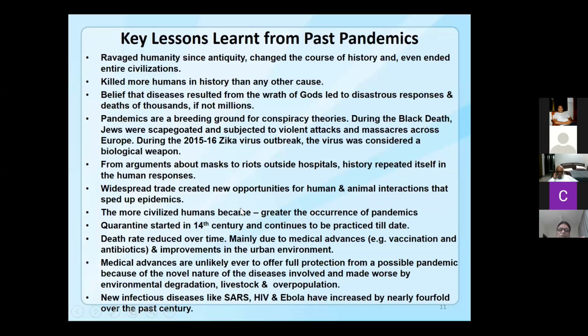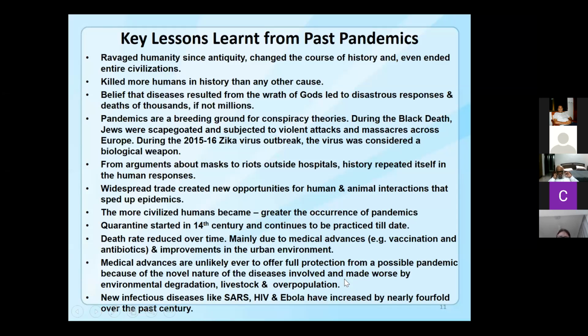The more civilized humans became, the greater the occurrence of pandemics. Quarantine as an intervention started in the 14th century, and it continues to be practiced to date, including in COVID-19. Death rates reduced over time, mainly due to medical advances, such as vaccination and antibiotics, and also improvements brought about in the urban environment. Medical advances, however, are unlikely to ever offer full protection from a possible pandemic because of the novel nature of the diseases involved, made worse by environmental degradation, livestock, and overpopulation.